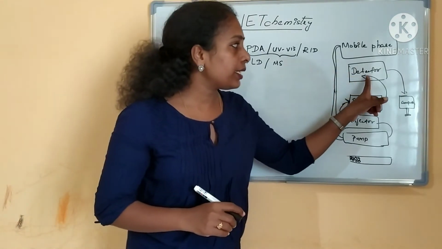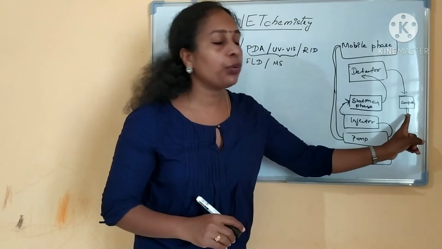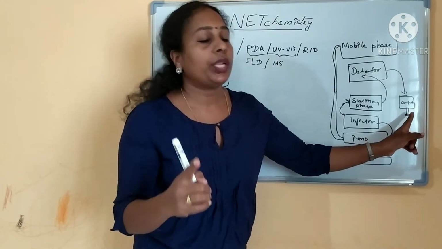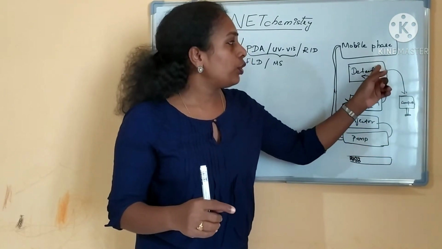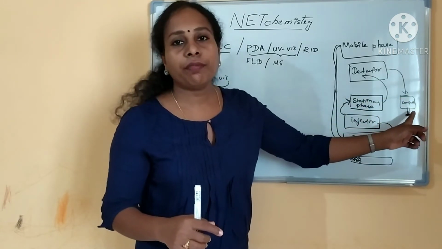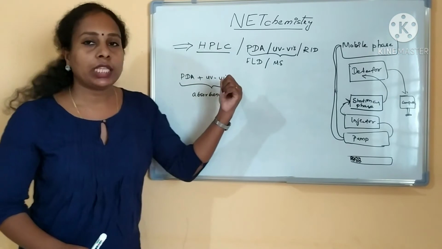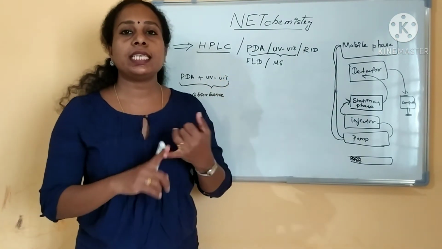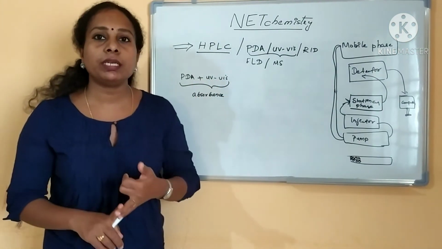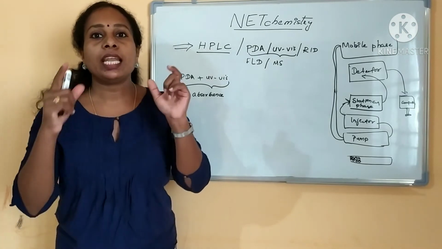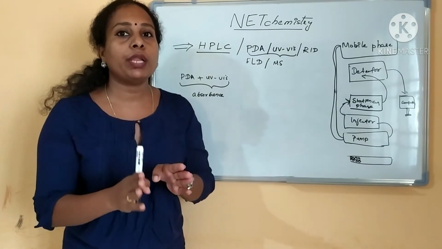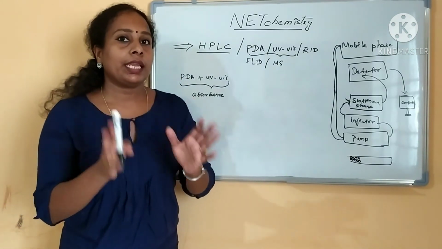See, here the detector is there. From the detector it is connected to your computer. Here is the monitor. So this part, the detector, gives you the concentration of the sample. Both are absorbance detectors. A PDA detector and UV visible detector work based on a particular lambda value, the wavelength where the sample will be analyzed.